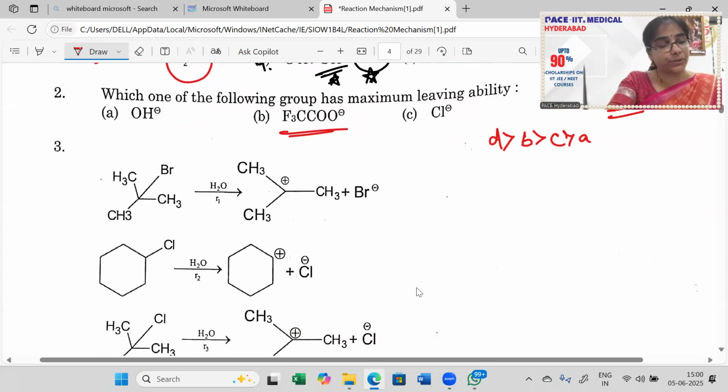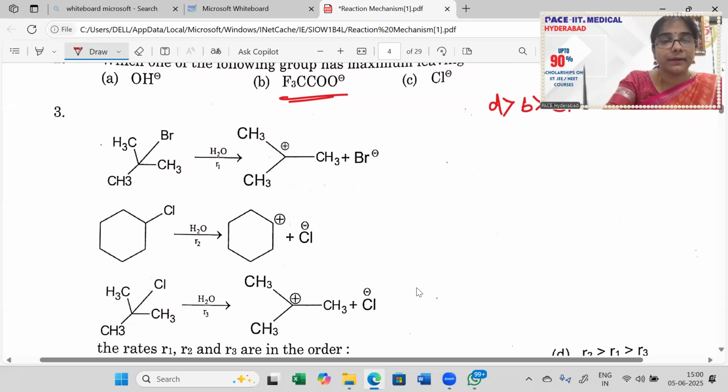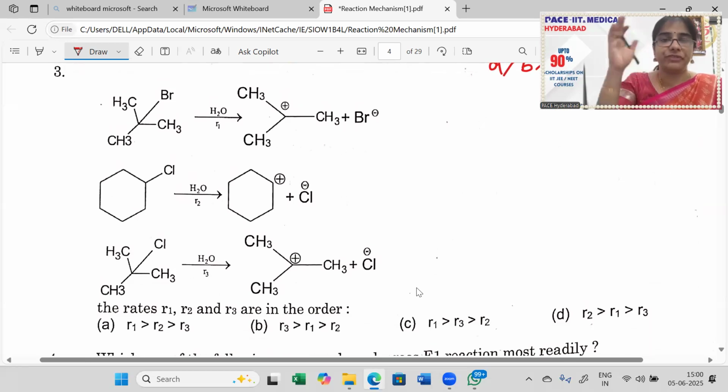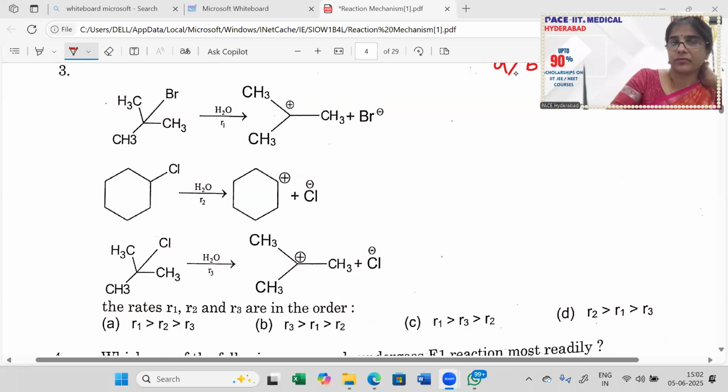Next, moving on with your question number 3 there. As you can see here, 3 rates of reaction. The order of the reaction is being asked of us. Let us talk about the order of the reaction. Remove your bromine groups and then talk about the order.